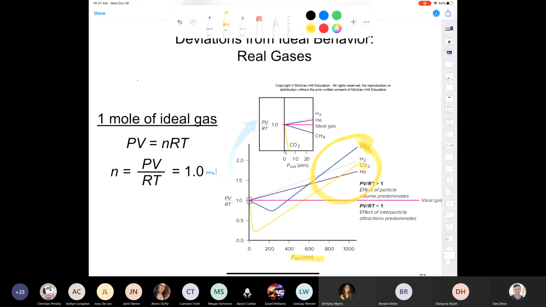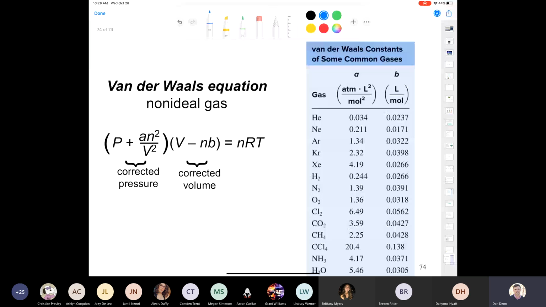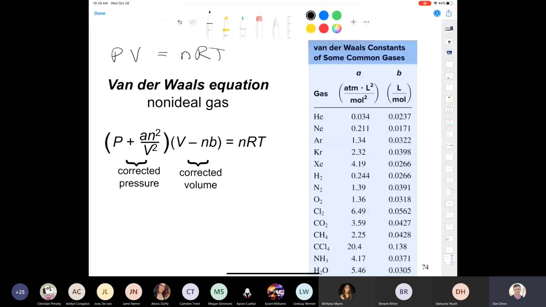Now, if you're wondering, can I correct for all this? Is there a way I can correct PV = nRT for the deviation from the ideal gas law? The ideal gas equation was PV = nRT. Well, what were the two things that were affected? The two things that were affected when we deviate from ideal gas behavior are pressure and volume.